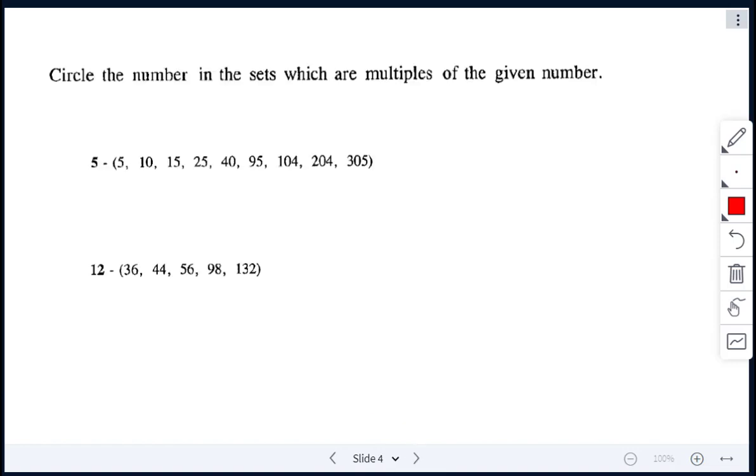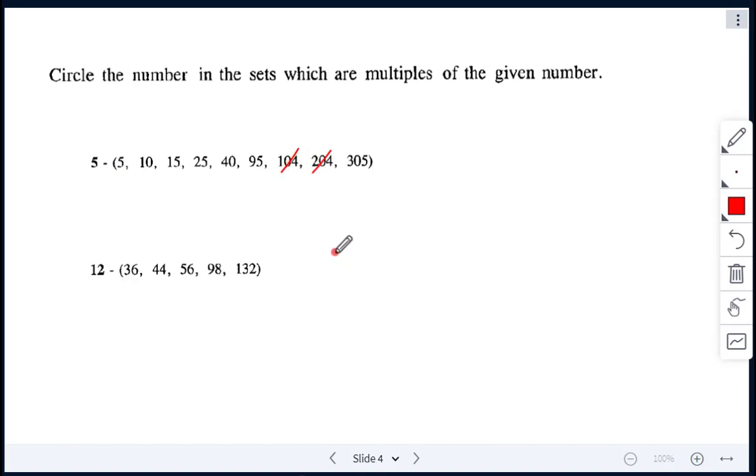All right, next type of question you may see: circle the numbers in the sets which are multiples of the given number. So our given number is 5. Which ones are the multiples? Those are the ones we would circle. Same thing for 12. Looking at this question, which are the multiples of 5? 5, 10, 15, 25, 40, 95 would all be multiples. 104 and 204 would not be multiples. 305 would be a multiple. So we have to circle them. Instead, I just crossed out those 2.